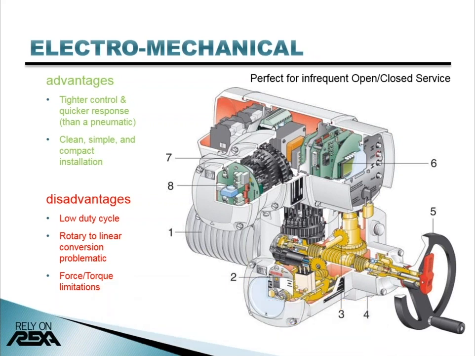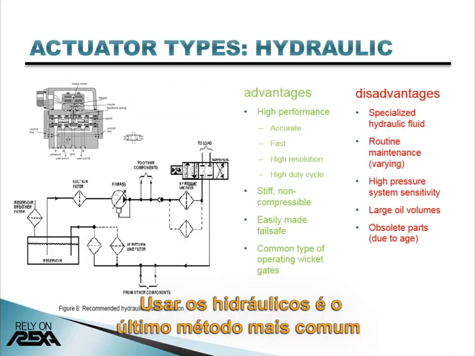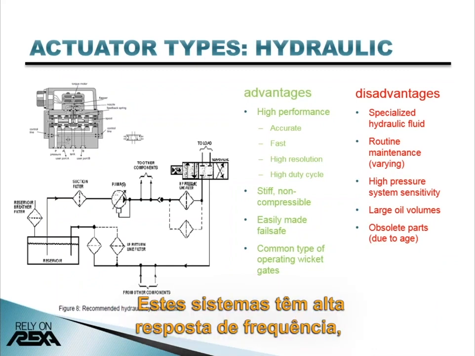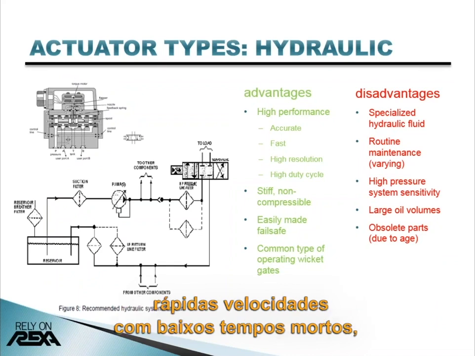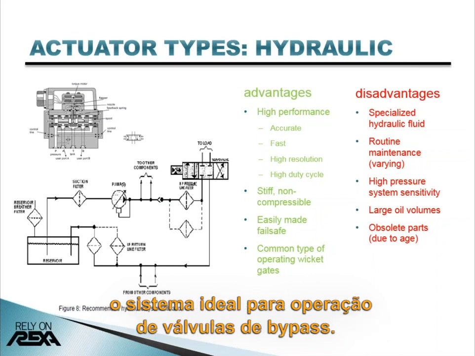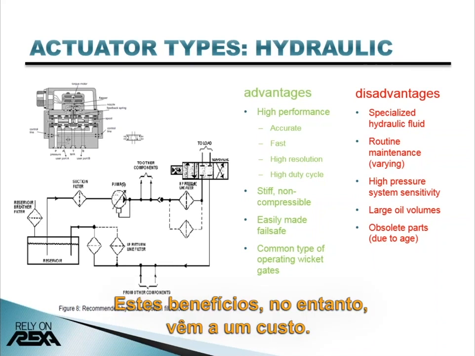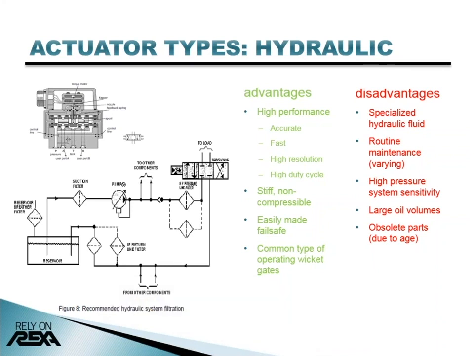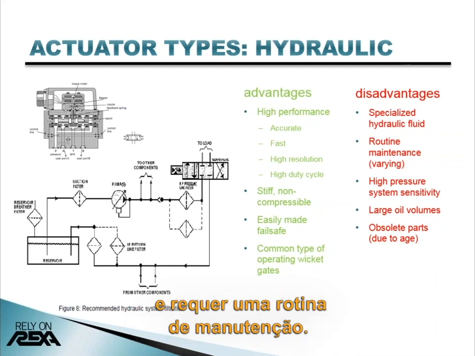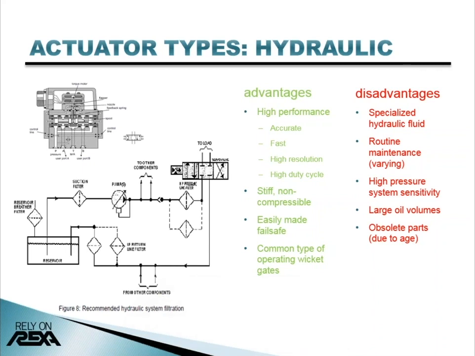Using hydraulics is the least common method to operate turbine bypass valves. These systems provide high frequency response, fast speeds with low dead time, high resolution, and fail-safe capabilities, making it ideal for operating bypass valves. These benefits, though, come at a cost. Oil volume is typically very high and requires routine oil maintenance.